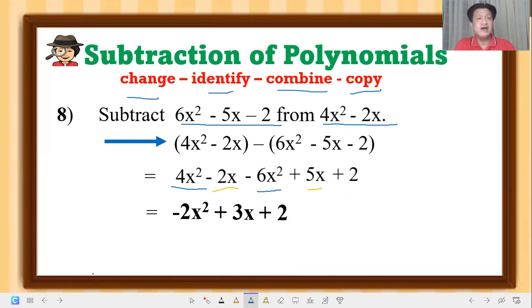Okay, ang tanong, naka-written na ba siya in standard form? Yes. Kasi di ba naka-descending, ito ay second degree, ito ay first degree, 0 degree. Ibig sabihin, 2, 1, 0. Okay, so that is now the standard form. And the final answer.